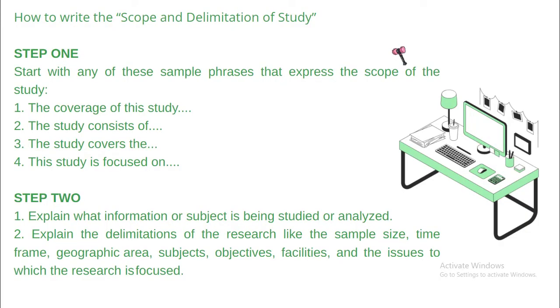When we say scope, it is like the coverage of your study. When we say limitation, it's something that we cannot control. But when we say delimitation, it's something that we can control. Therefore, it is the scope or the range of our study, and at the same time the topics that we are trying to limit in our study. So that's scope and delimitation.